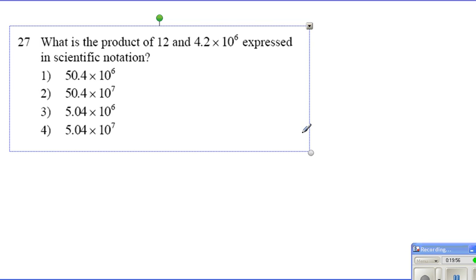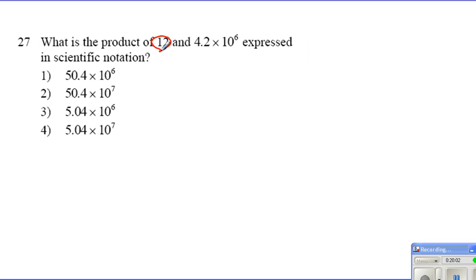When you multiply these two, what would have happened? Now, 12 times 4.2, yes, it is equal to 50.4, but when you write down a scientific notation, the first number has to be between 1 and 9, or less than 10. So therefore, the only thing that would have fit is choice number 4.